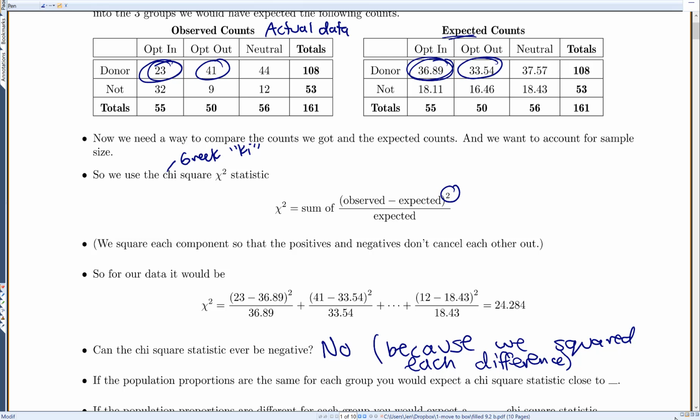Now, if our population proportions were the same for each group, we would expect a chi-square statistic close to what? Okay, so let's think about it. If these were our expected counts, if the population proportions are the same, and our actual data had come from a place where the population proportions are the same, we'd expect the actual data to be close to the expected counts. And so these differences would be really close to 0. So each of the differences would be close to 0. When we add them all up, we should still get something close to 0.